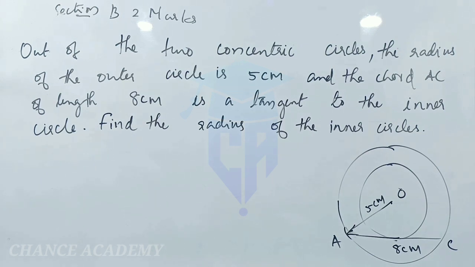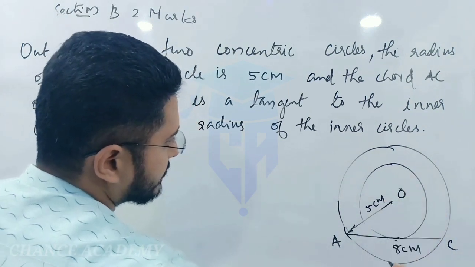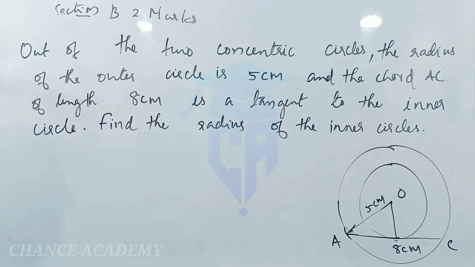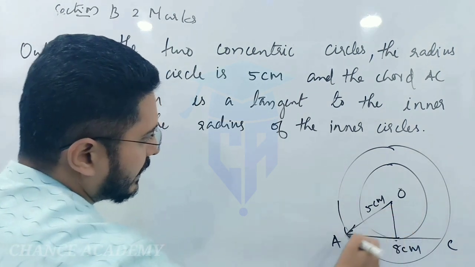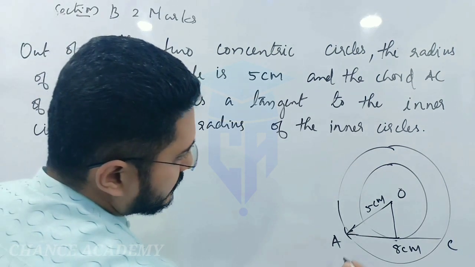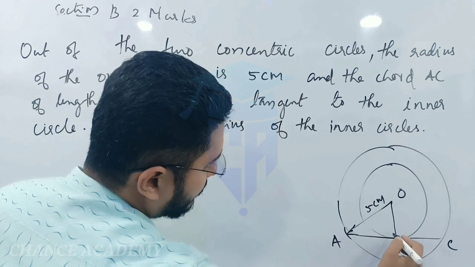Out of the 2 concentric circles, the radius of the outer circle is 5 centimeters, and the chord AC of length 8 centimeters is a tangent to the inner circle. Find the radius of the inner circle. That's the question. So we have 2 concentric circles with the same center, and we need to find the radius of this inner circle. It's given in the question that the radius of the outer circle is 5 centimeters.